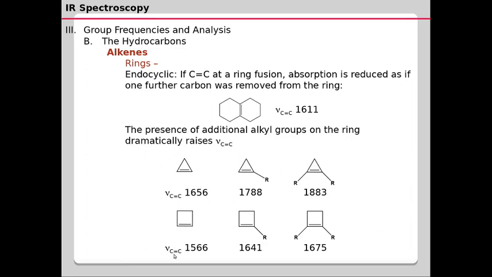Okay, and the same thing can be seen in the case of cyclobutene. For cyclobutene, the carbon-carbon double bond frequency can be observed at 1566 centimeter inverse. With the substitution of an alkyl substituent such as a methyl group here, the interaction of the methyl group with the double bond through inductive effect will enhance the force constant of this double bond and will enhance the stretching vibrational frequency to 1641 centimeter inverse. And with one more alkyl substituent here, the vibrational frequency will be further enhanced up to 1675 centimeter inverse.